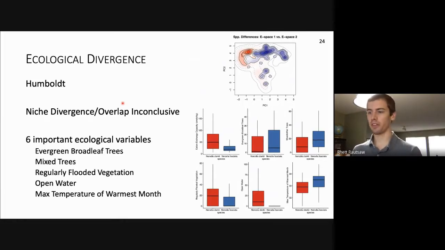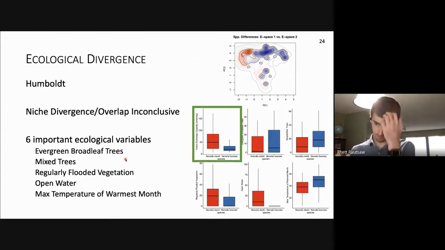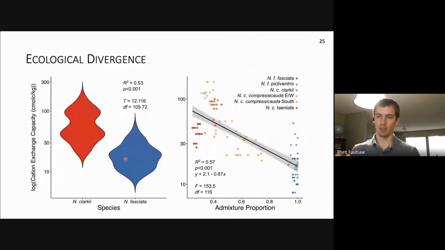But there's one variable that Humboldt identified that really stuck out to us, and I'm going to jump into that variable specifically. Now, unfortunately, there is no data available for salinity specifically, no environmental salinity data. But this variable that stuck out to us is highly correlated with salinity, and this is soil cation exchange capacity. And we can see that between the two species, Neurodia clarki and fasciata, they are highly divergent, or highly different.